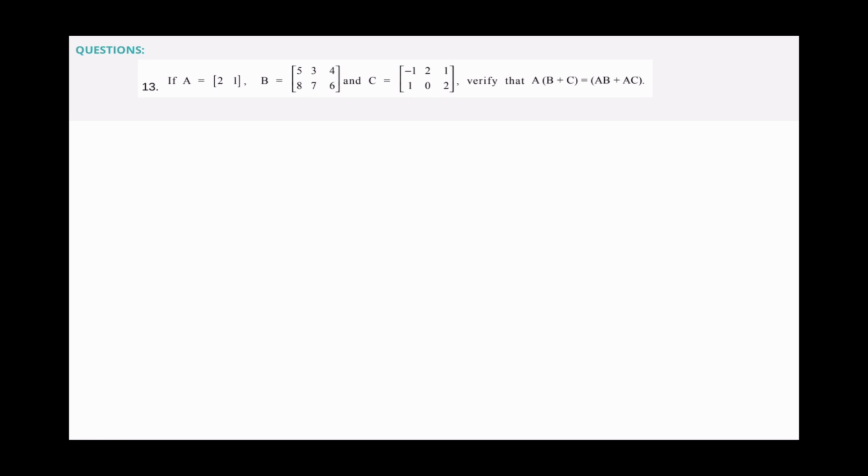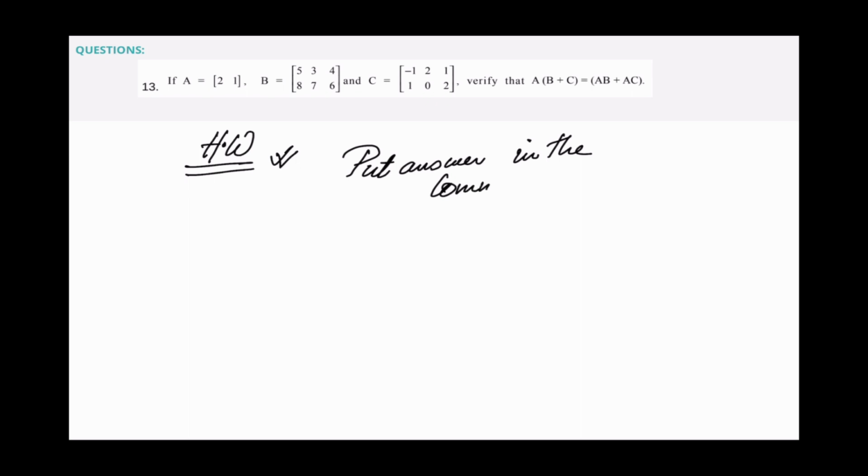Now next question here, again same thing, student. Nothing different. So we are leaving it as homework to you all. Do it and put the answer in the comment section. So let's see who gets the correct answer. Very simple. Do it fast, try to do it in like 1 minute. Let's see your matrix multiplication, how fast it is.